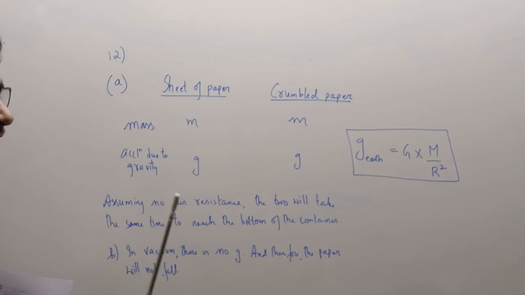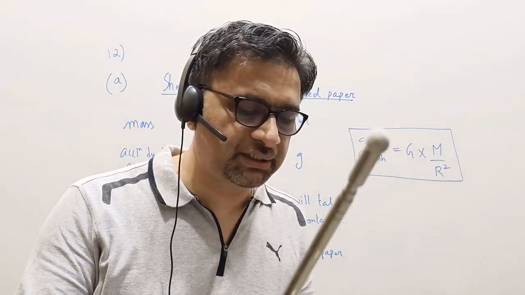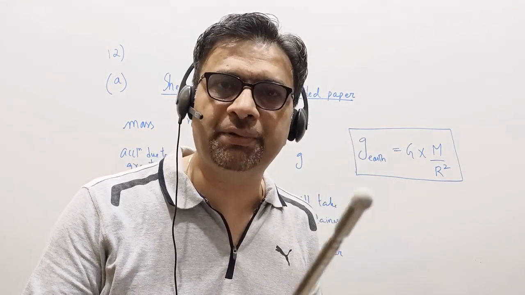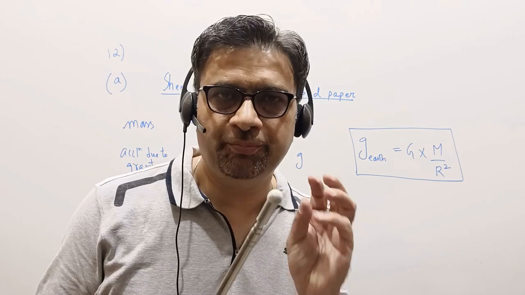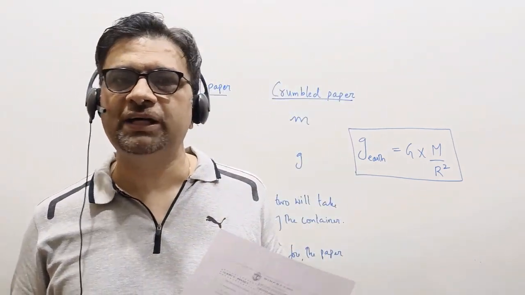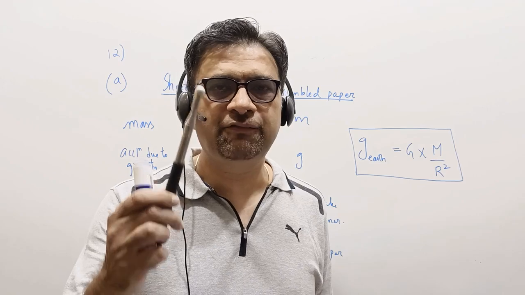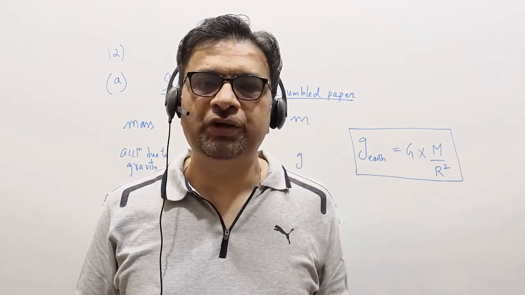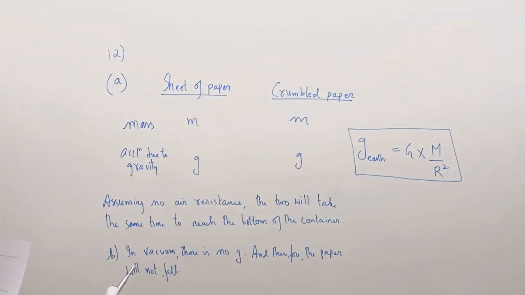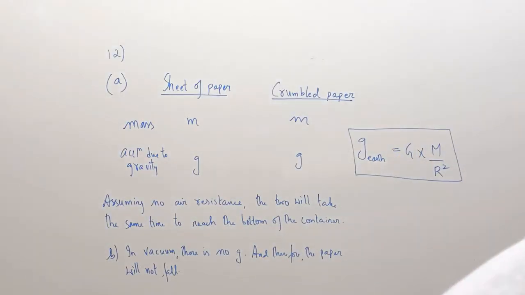In the second scenario, there is a closed container with all the air pumped out. So there is a vacuum in this container. In vacuum, the value of acceleration due to gravity is non-existent. It's 0, and therefore there will be no free fall. So in the second case, there is no g and therefore the paper will not fall. This was question number 12.